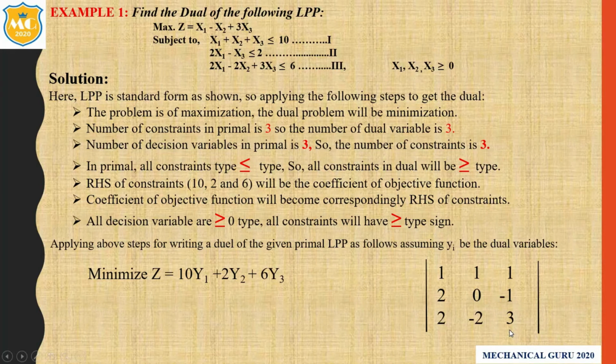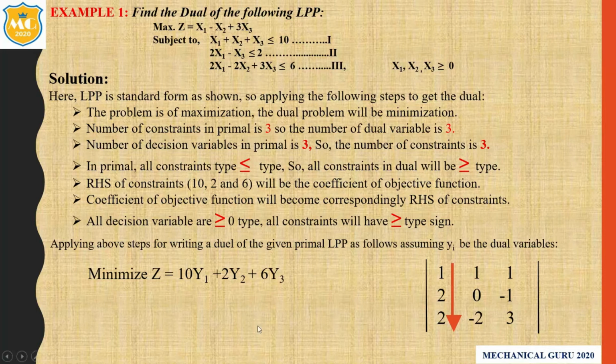Now here we convert the problem. Simply follow this arrow direction. When we convert from primal to dual, we have to take the transpose of the matrix. So we just prepare the matrix, and then you can easily solve the problem.